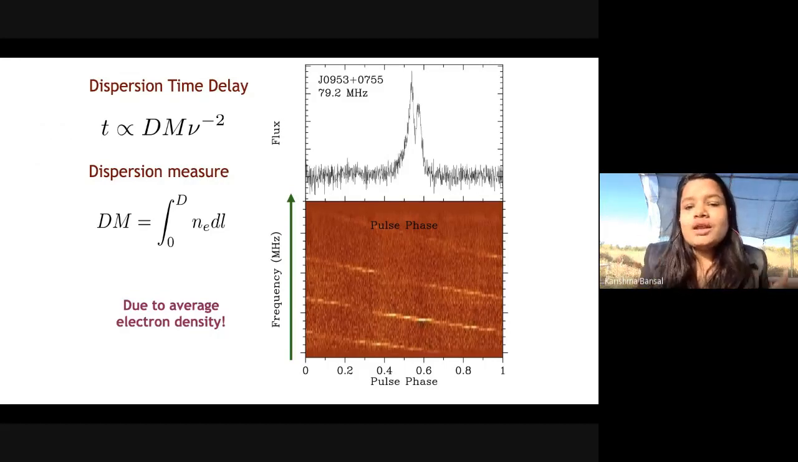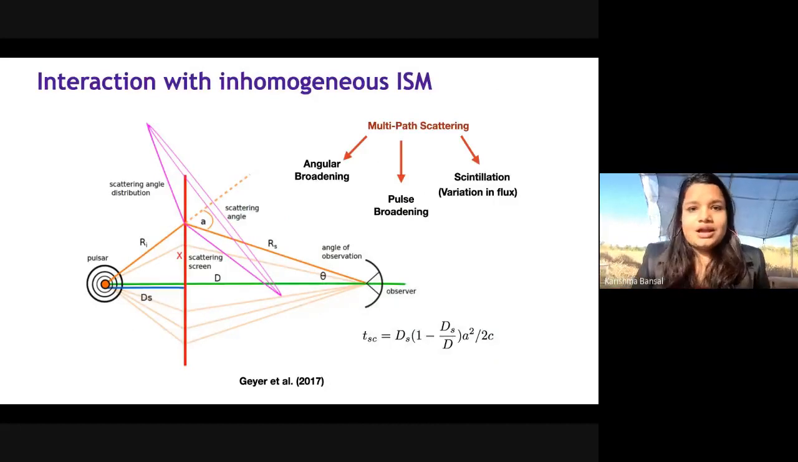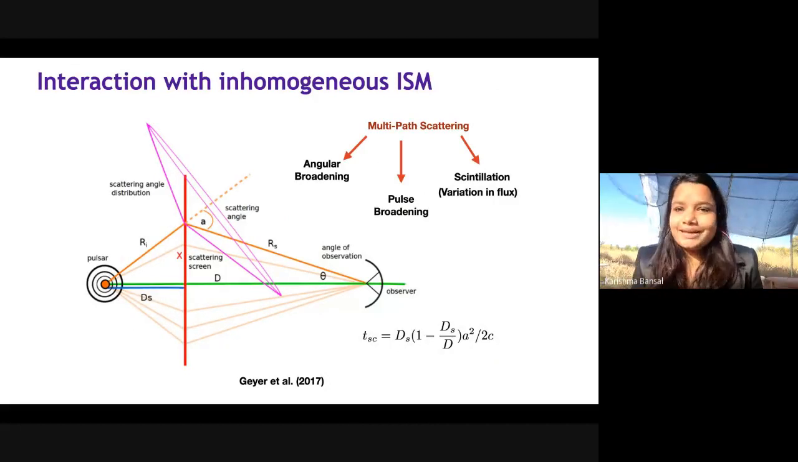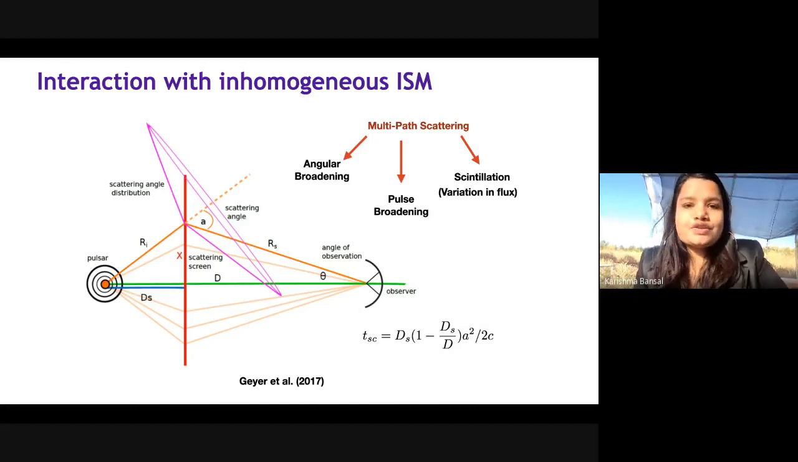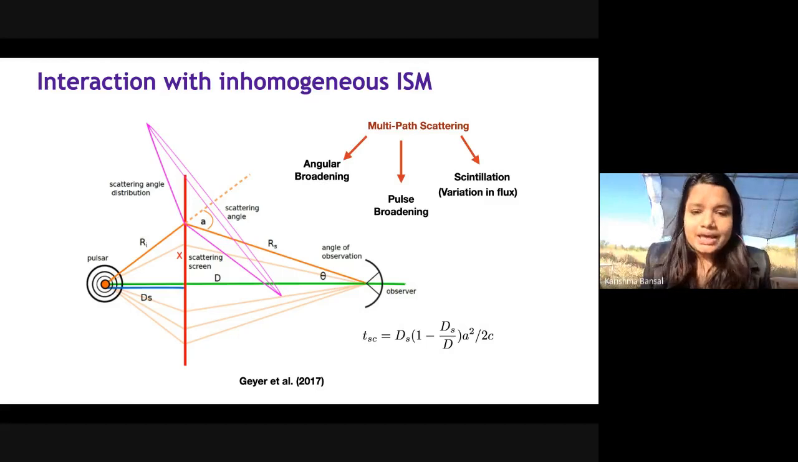But let's say they do not account for this dispersion. You will not see this very nice bright pulse as you're seeing on the top panel here. It will all get smeared out. So dispersion is a very, very important phenomenon which needs to be corrected. Now, if you go forward, I want to explain a more complicated phenomenon, just to give you an idea. Here is your pulsar on the left side, emitting these radiations, and here is the observer.